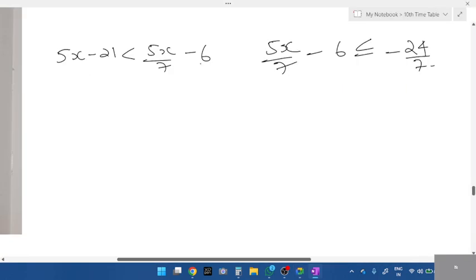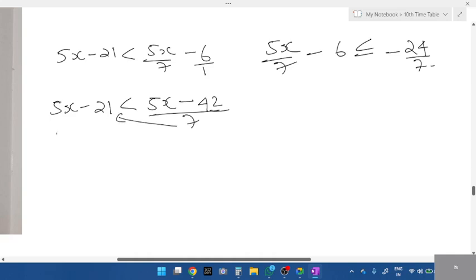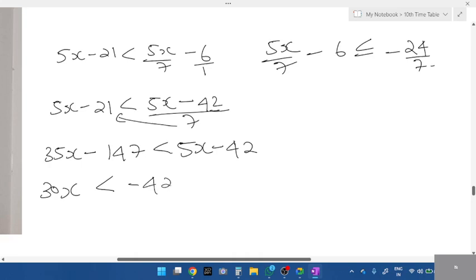Now, students, take the LCM. What do we get? 5x minus 21 less than 5x minus, when you cross multiply, the LCM is 42. This 7 gets multiplied. What's the answer? 35x minus 147 less than 5x minus 40. Shift 5x this side. 35 minus 5, what do you all get? 30x, right? Minus 42 plus 147. What is minus 42 plus 147?